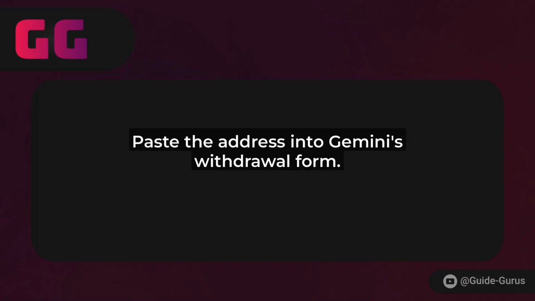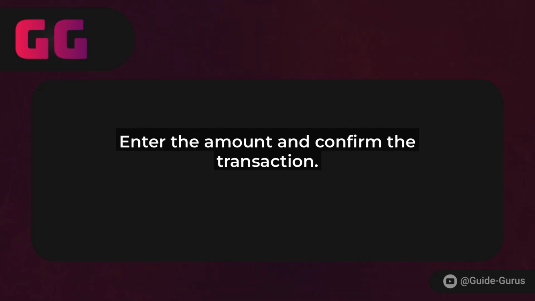Enter the amount of USDT you want to withdraw, making sure it's above any minimum limits set by Gemini. Review all the details, then hit Confirm or Withdraw. You'll likely need to verify this with two-factor authentication for added security. Once submitted, Gemini will process the transaction, which might take a few minutes to an hour, depending on network congestion.